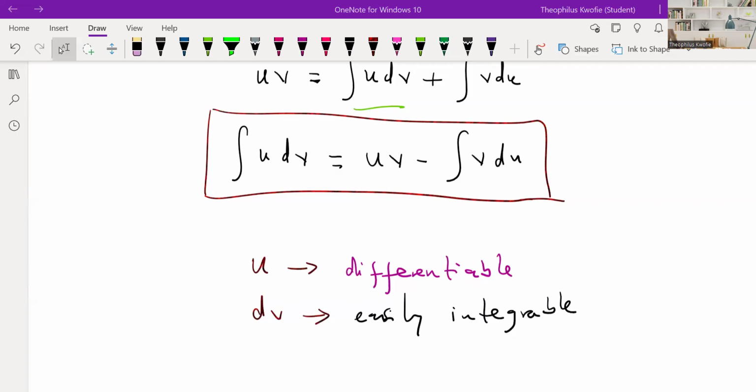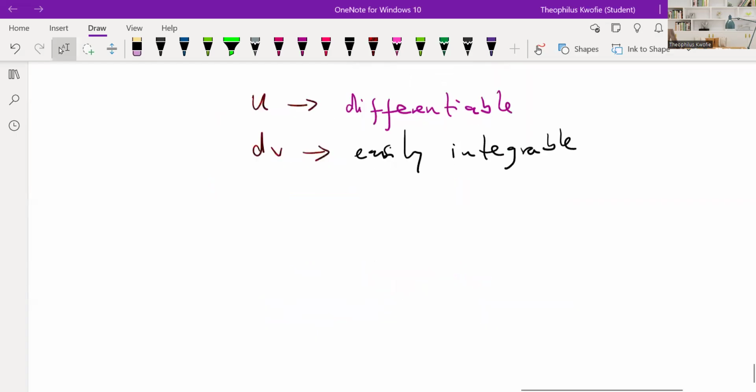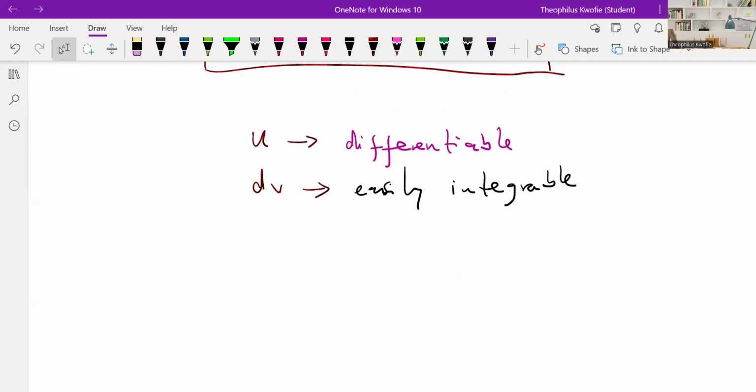Now, there's a common heuristic for solving integration by parts problems. And what is that heuristic? The heuristic is what we call the LIATE. It's a technique, some sort of shortcut way of solving integration by parts problems. So we call it the LIATE.